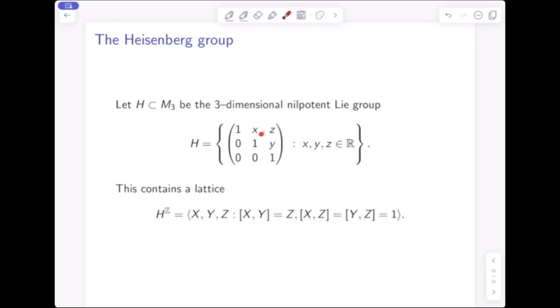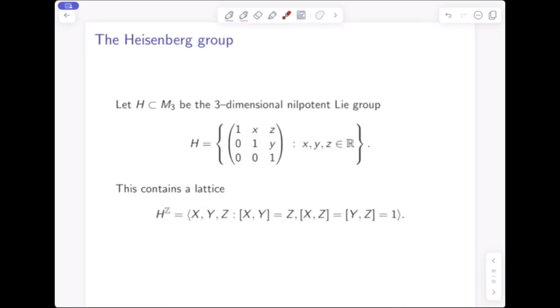If you restrict these coordinates x, y, and z to be integers rather than real numbers, then you get a lattice. You get a discrete subgroup with 3 generators, x, y, and z, where x is the matrix with ones along the diagonal, a 1 here, and then zeros in the y and z coordinates. Y has ones along the diagonal, y coordinate 1, x and z coordinate 0. Likewise, z has z coordinate 1, x and y coordinate 0.